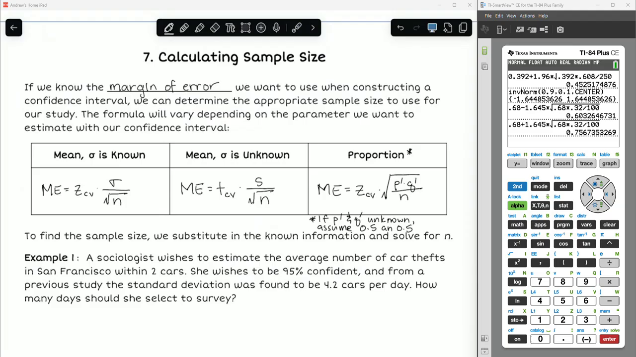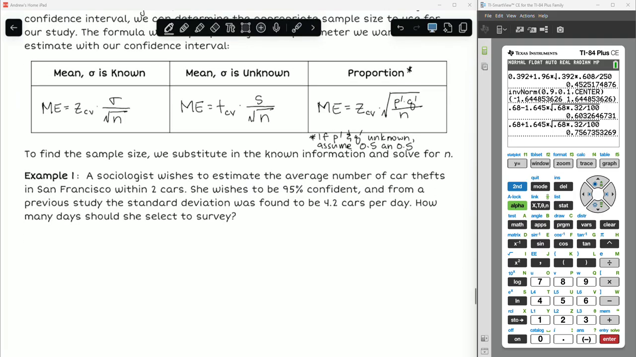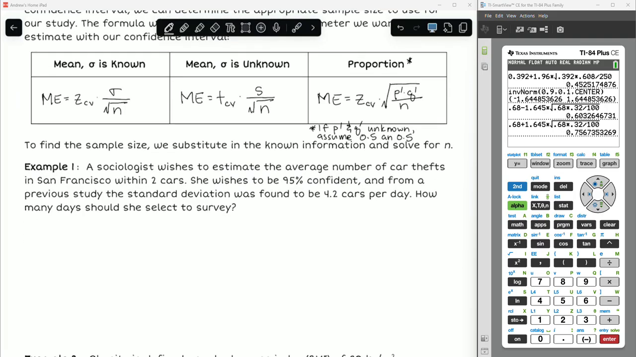We're going to go ahead and do two examples so you can see what it looks like for different kinds of confidence intervals. So our first example says a sociologist wishes to estimate the average number of car thefts in San Francisco within 2 cars. She wishes to be 95% confident, and from a previous study, the standard deviation was found to be 4.2 cars per day. How many days should she select to survey?